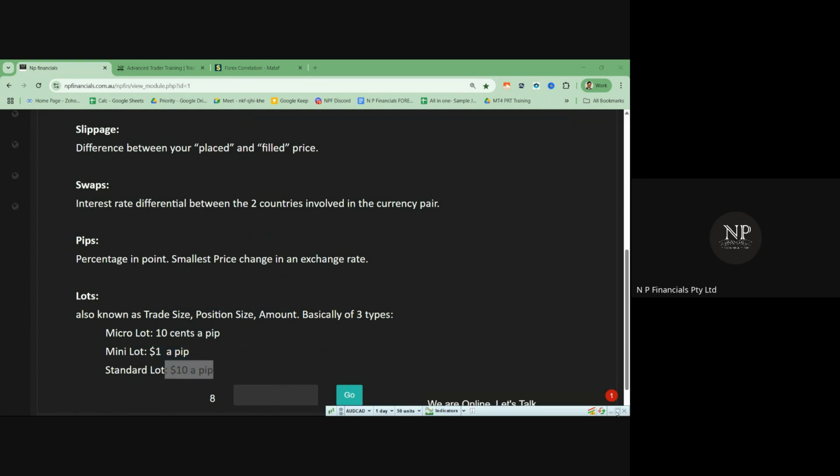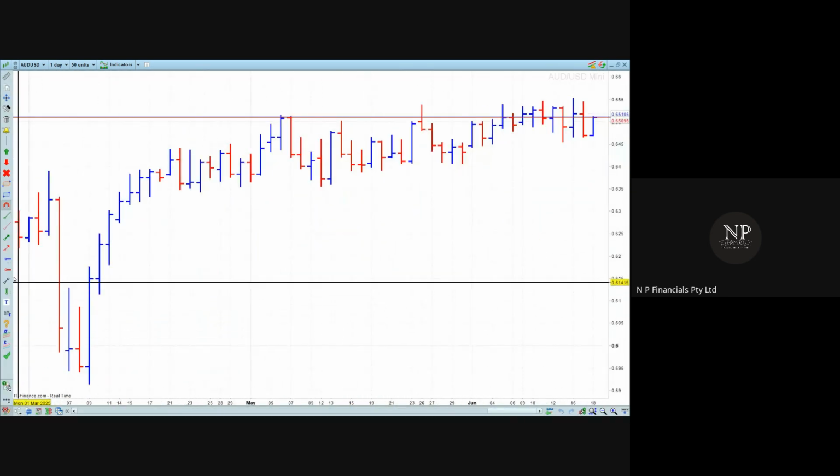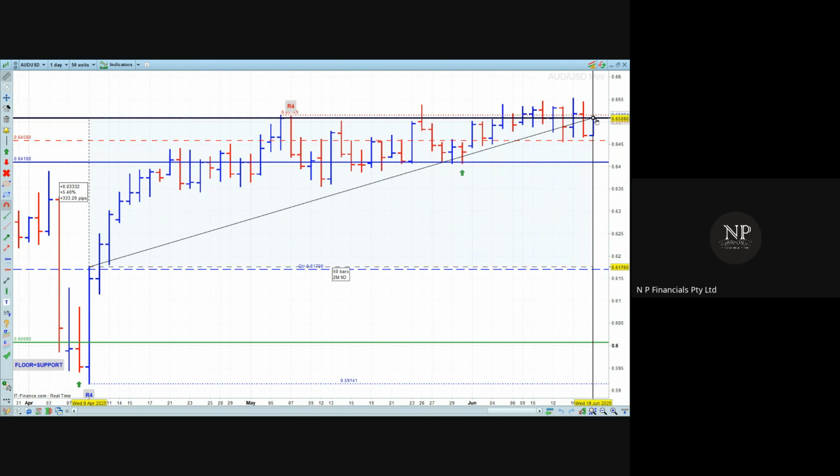So what does it mean? If you are buying Aussie dollar at around this point, which is 61.70, and you are holding on to the trade, that is 333 pips in front of you, correct? So if you are investing a mini lot, that means $1 a pip, you will get $333 from this trade. If you are investing $10 a pip, you will get $3,333. If you are investing 10 cents, then you will get only $33.